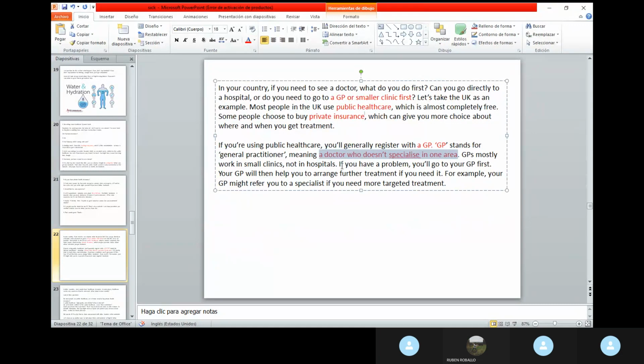Okay, we continue. If we have a problem, we go to GP first. O sea, primero consultamos al doctor general, GP. Your GP will arrange for the treatment you need. For example, the GP refers you to a specialist if you need more treatment.